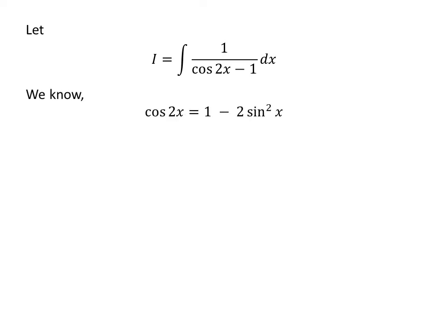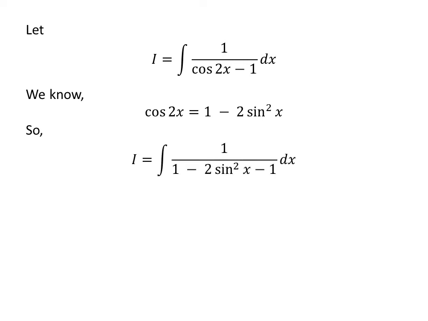We know the famous identity: for any angle x, cosine of 2 times x is equal to 1 minus 2 times the square of sine of x. The video card appearing in the upper right corner contains the derivation of the identity. The link of the video is also given in the description section.